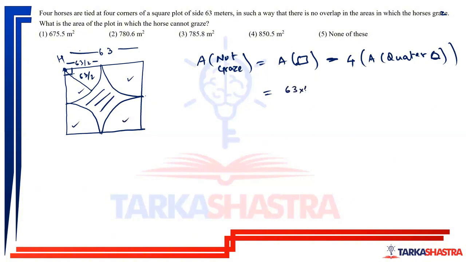Area of the square will be 63 into 63 minus 4 into quarter circle. So 1/4 pi, 22 by 7 into r square. r square is 63 by 2 into 63 by 2. So this 4 gets cancelled. This is 7 ones are, this is 7 nines are, this is 2 ones are, this is 2 11s are. Okay.